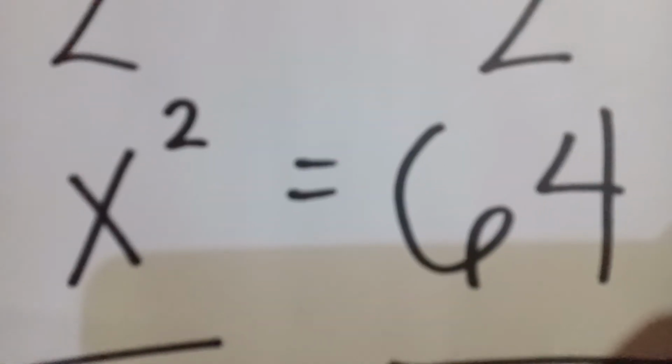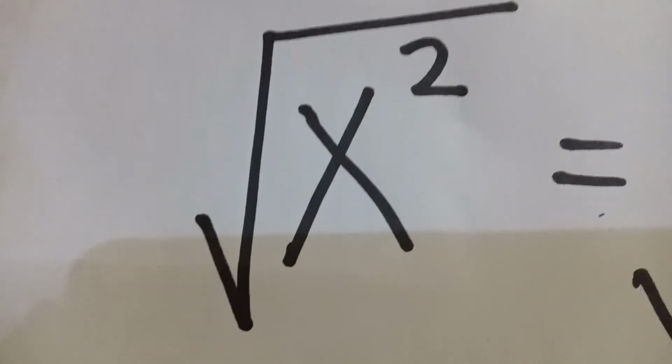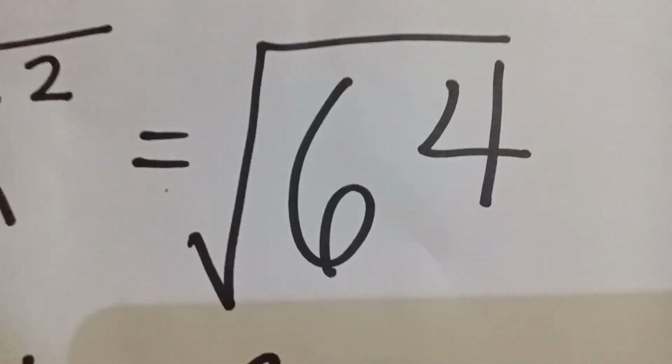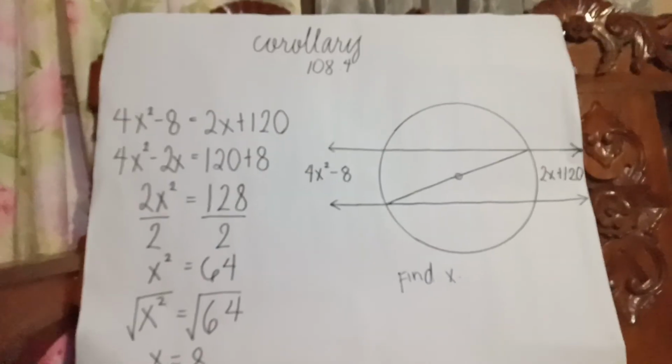Because we are finding x, we need to find the square root of these two. The square root of x squared is x, and the square root of 64 is equal to 8. Therefore, x is equal to 8.